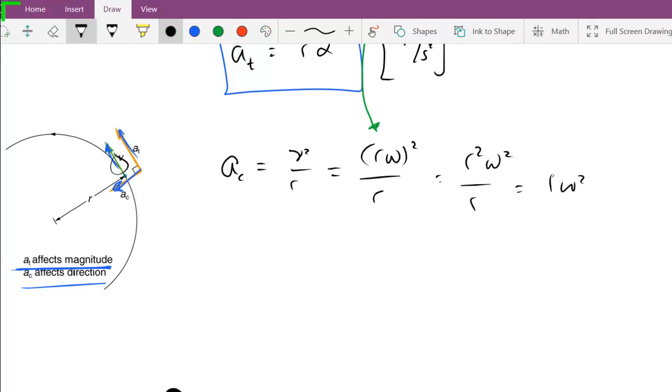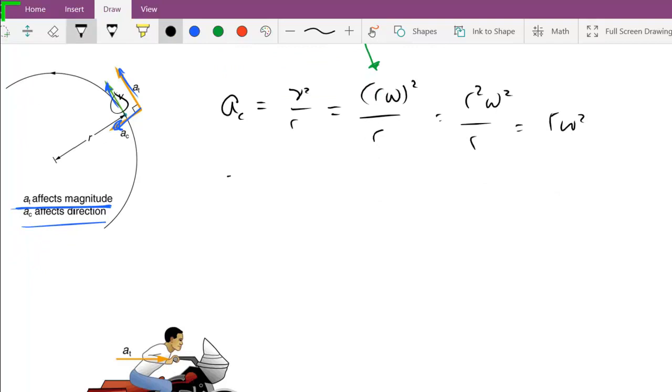So we have a new definition for centripetal acceleration. The centripetal acceleration is equal to v squared over r, which is equal to 4 pi squared r over t squared, where t is the period, or it is also equal to r omega squared. So we have all of these as definitions for our centripetal acceleration.